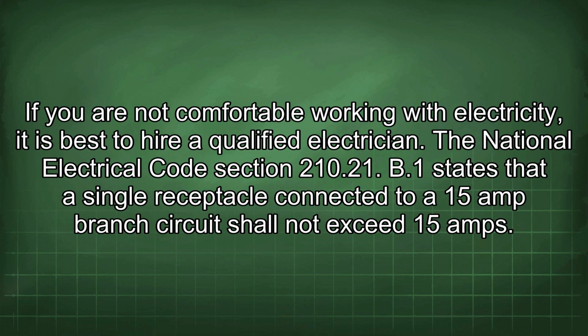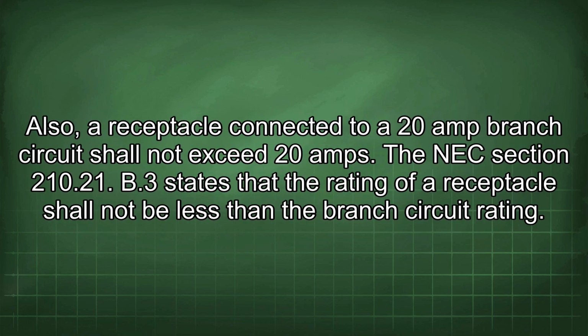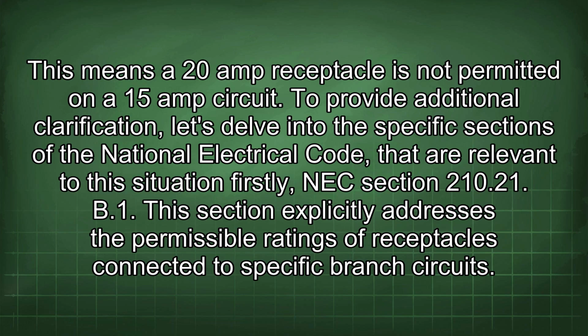The National Electrical Code Section 210.21 B1 states that a single receptacle connected to a 15 amp branch circuit shall not exceed 15 amps. Also, a receptacle connected to a 20 amp branch circuit shall not exceed 20 amps. The NEC Section 210.21 B3 states that the rating of a receptacle shall not be less than the branch circuit rating. This means a 20 amp receptacle is not permitted on a 15 amp circuit.